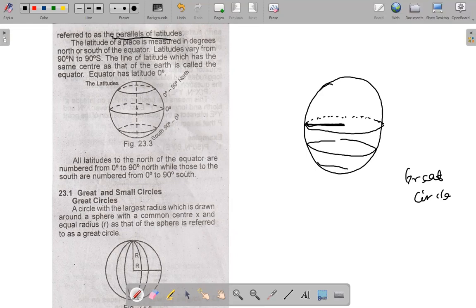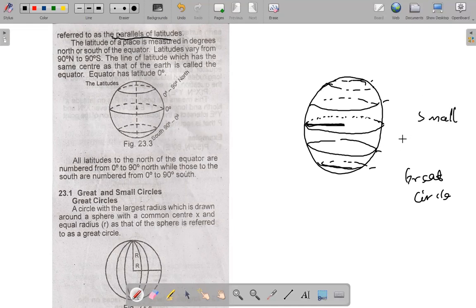The same thing if I have another one here. The radius will be smaller than the radius of this and smaller than the radius of this. So I have another one. The radius is smaller than the equator, and then another one. The radius is smaller than the equator also. So all of these, their radii, the radius of this, and this, is smaller than the radius of the Earth. So such circles are called small circles.